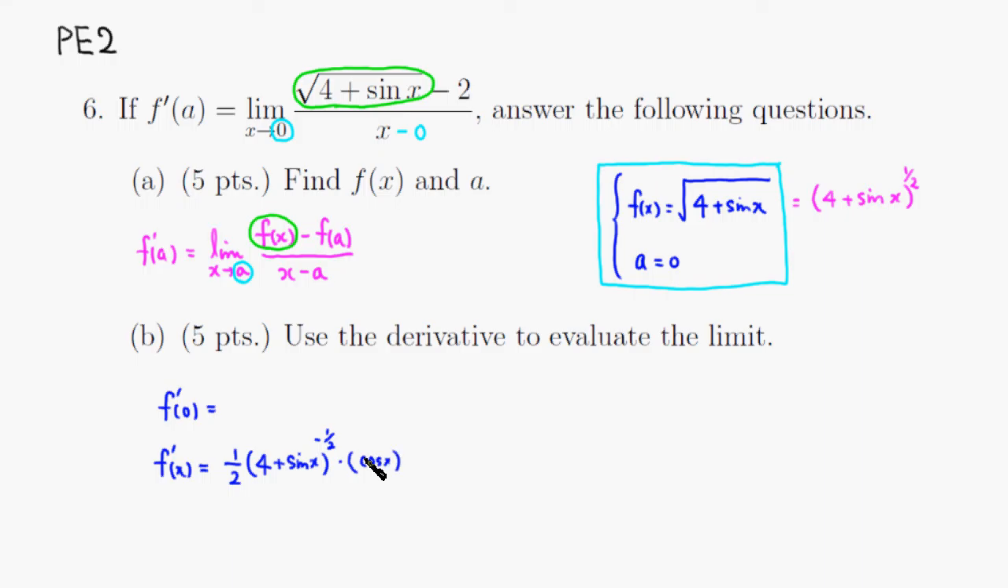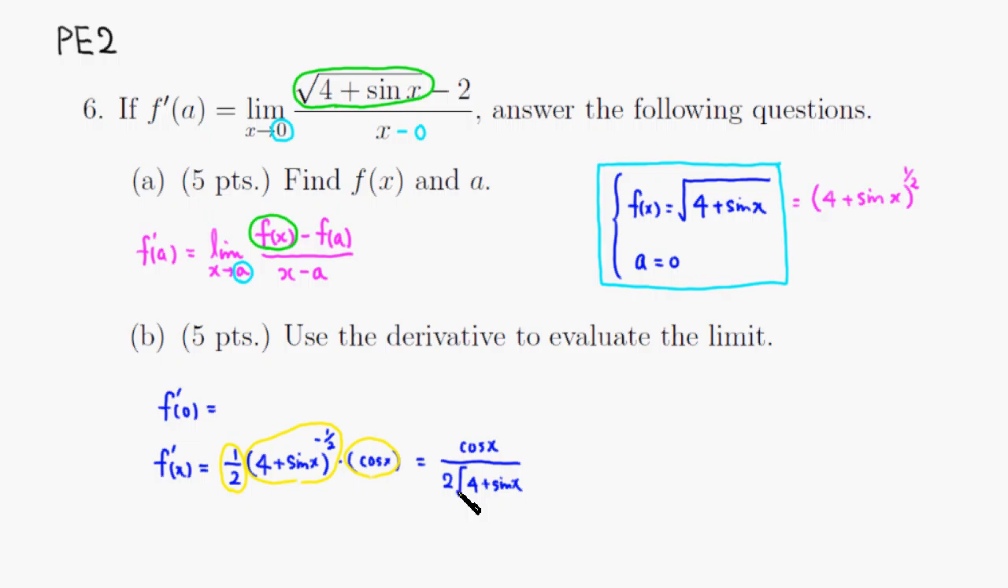I'm going to simplify it first. Cosine of x is going to be on top, so that takes care of this guy. Then you have 2 on the bottom, since there's a 1/2. Then we have this negative 1/2 power, so I'm going to put this on the bottom. So you have 4 plus sine of x to the 1/2 power, so you have a square root there.